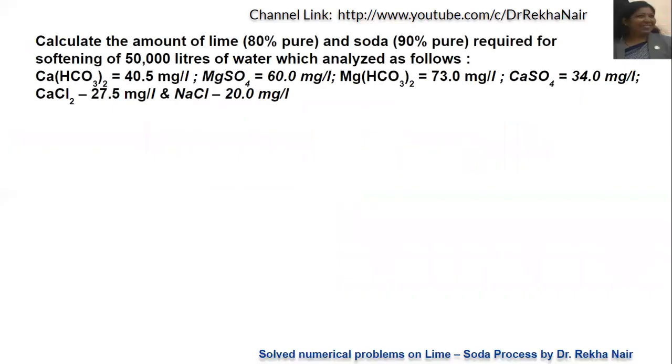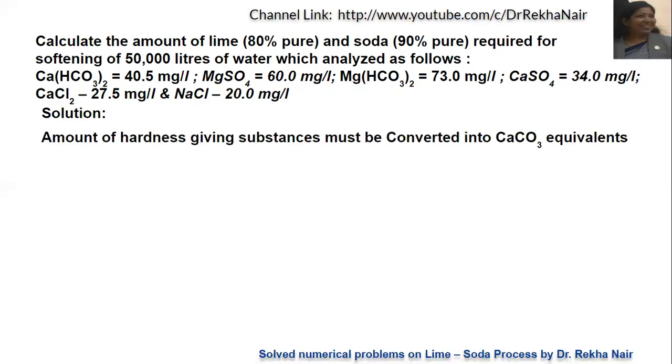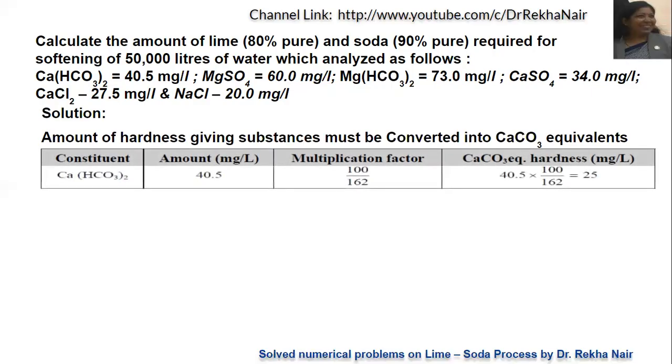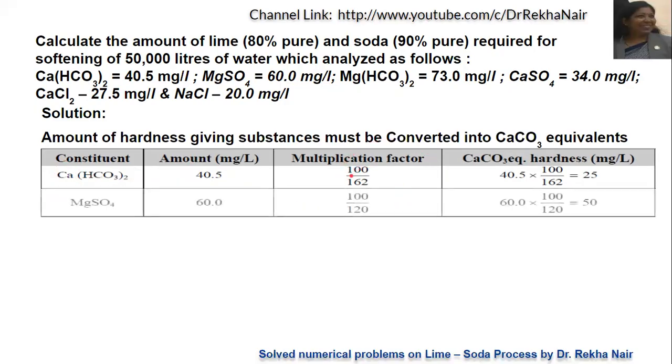Third type of example here: lime percentage purity is given as 80%, and the percentage purity of soda is given as 90%. The volume of water is given as 50,000 liter, and all the constituents are given in terms of milligram per liter. So again, let us calculate the CaCO3 equivalent hardness. Calcium bicarbonate is given as 40.5. Calcium valency is 2, so the multiplication factor is 100 upon 162.